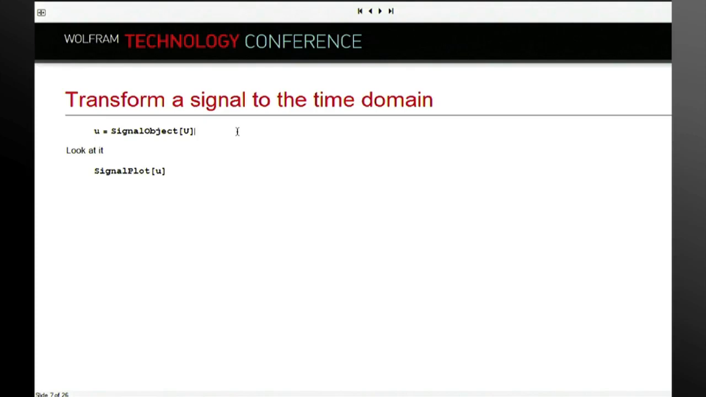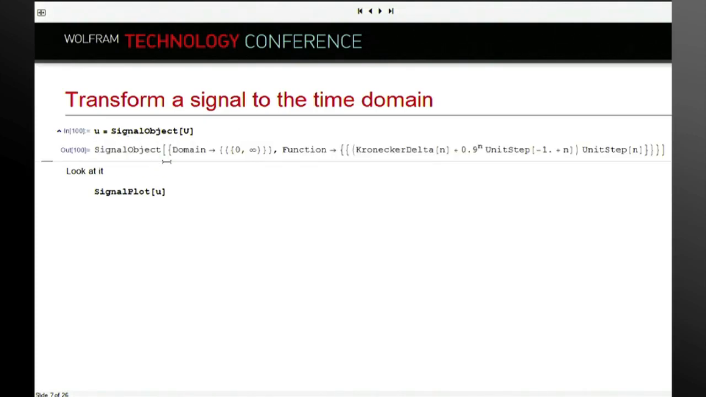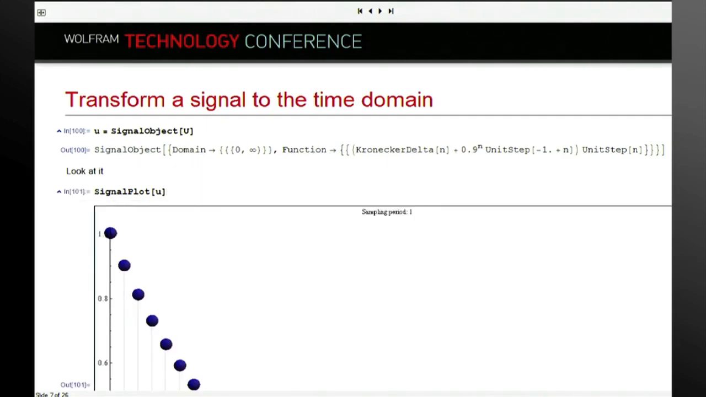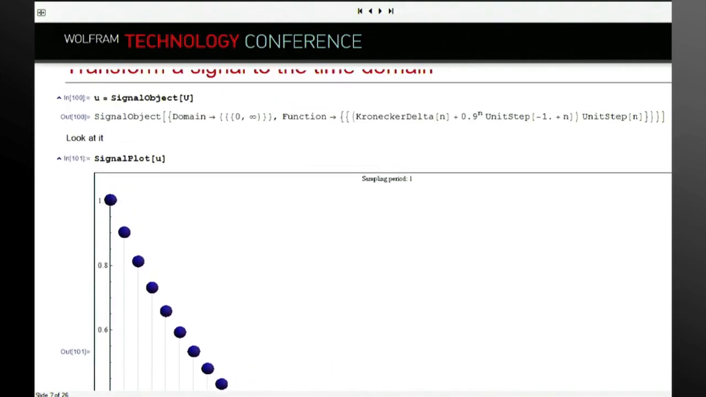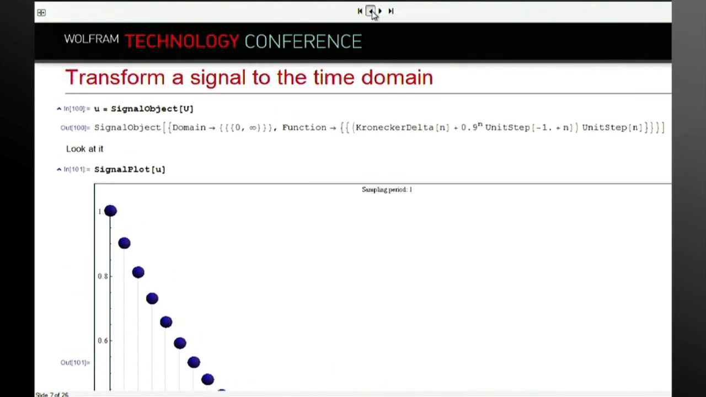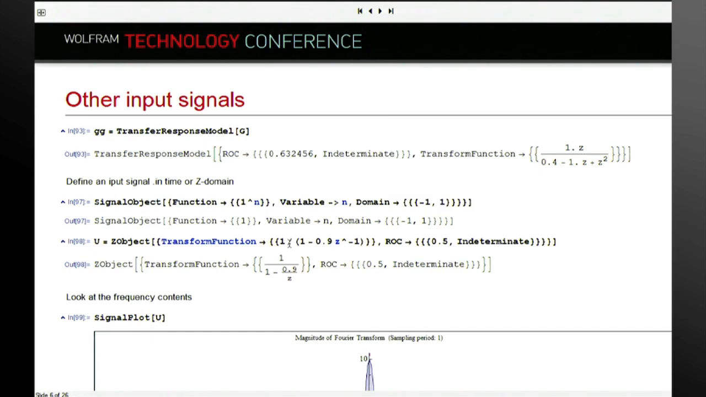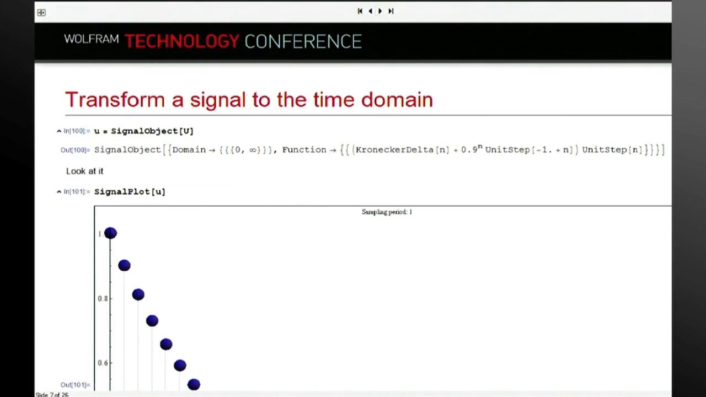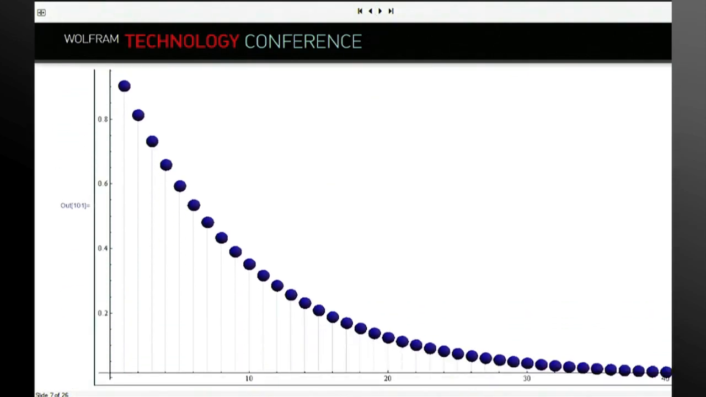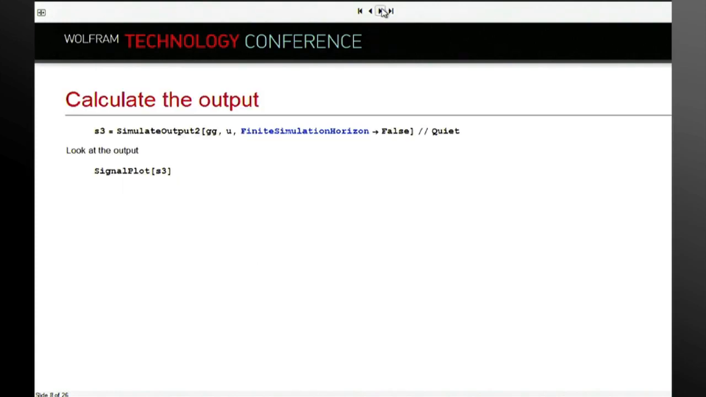We can transform it to the time domain and look at it in the time domain too. So we see that the signal is, well, actually, I defined a new signal. I could define it either in the time domain as here, or I can define the signal also in the Z domain. The one we defined in the Z domain, I transform back to the time domain and we look at it, so we know what we are dealing with.